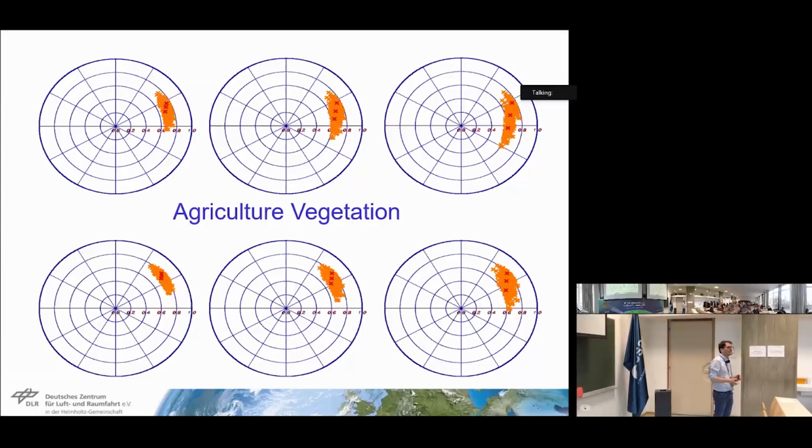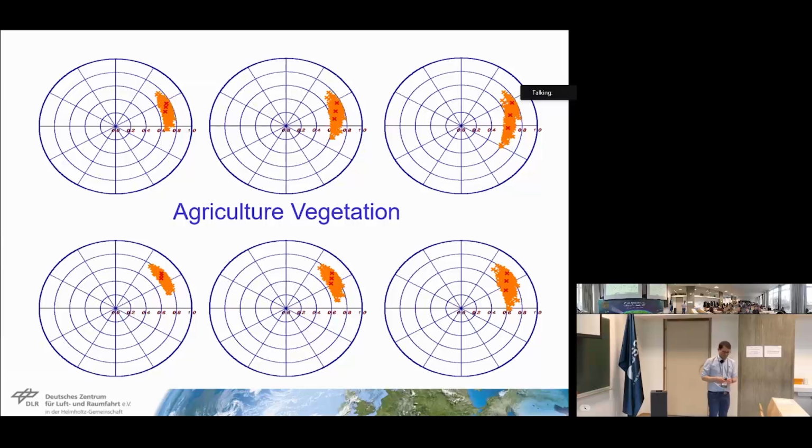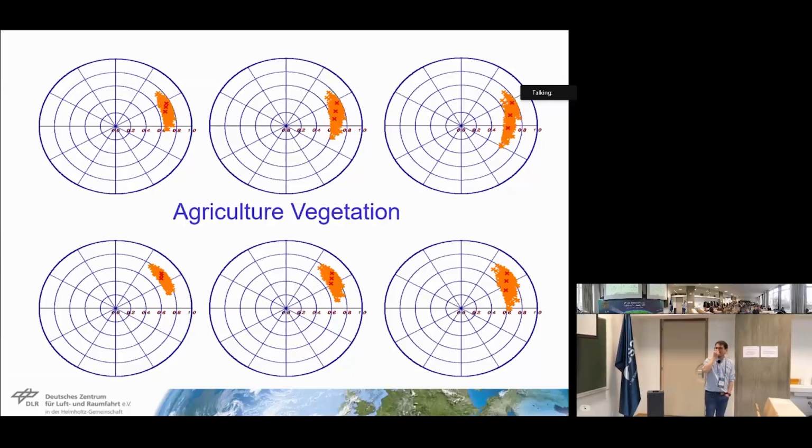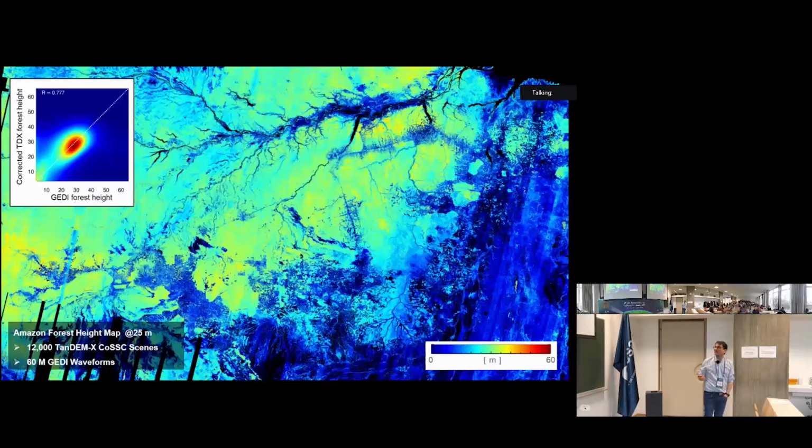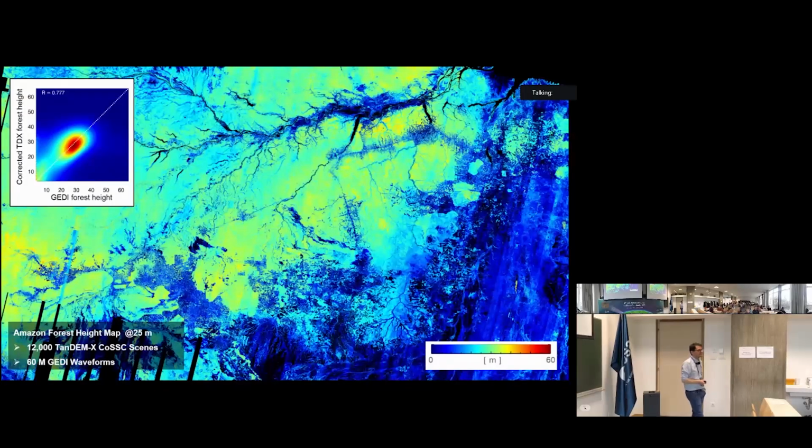Yes? Yeah, just curiosity, how much resources would it take to do such a large computation over the Amazon? Resources, you mean hardware, software, this sort of stuff. It takes a bit. To calculate all this, to invert for height for one scene, it's not long. You can do it in minutes.